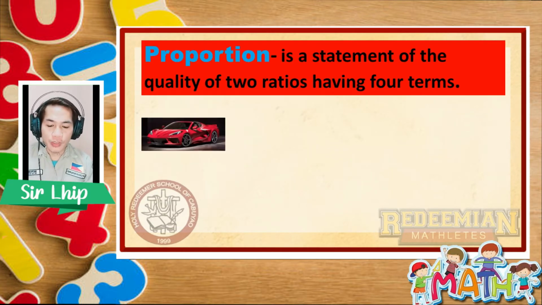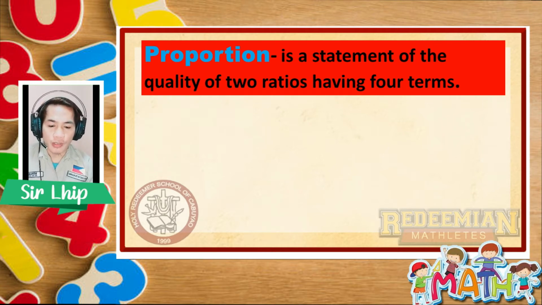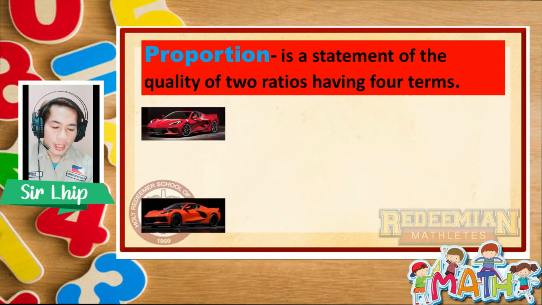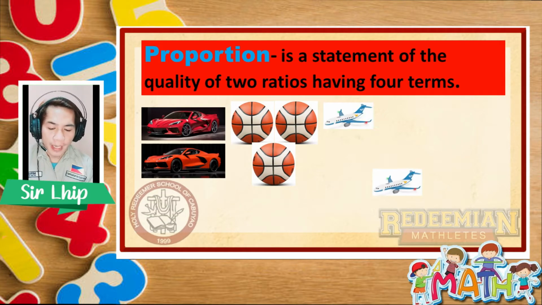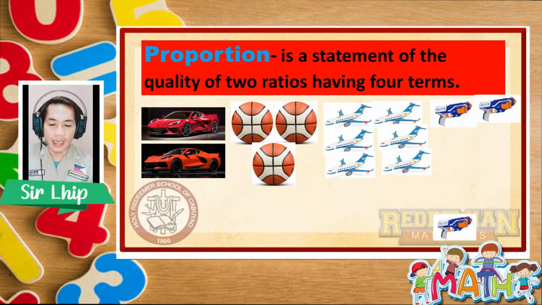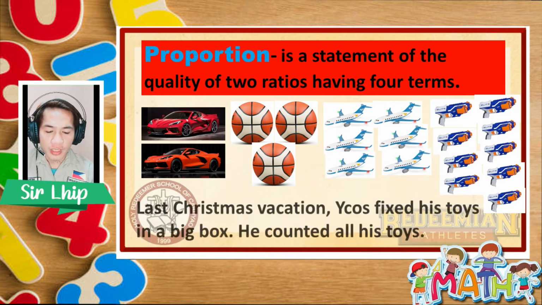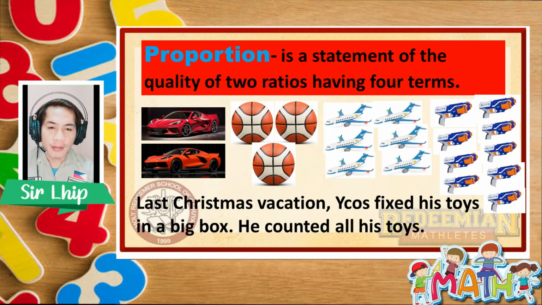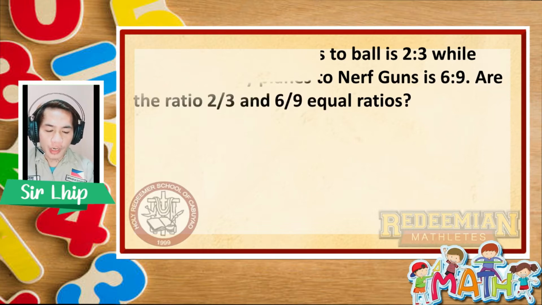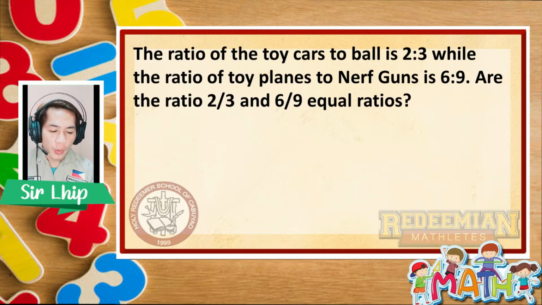Third is the proportion. When we say proportion, it is a statement of the equality of two ratios having 4 terms. We have pictures here: 2 cars, 3 balls, 6 toy planes, and 9 Nerf guns. Last Christmas vacation, Icos fixed his toys in a box. He counted all his toys. The ratio of the toy cars to balls is 2 is to 3, while the ratio of the toy planes to Nerf guns is 6 is to 9.